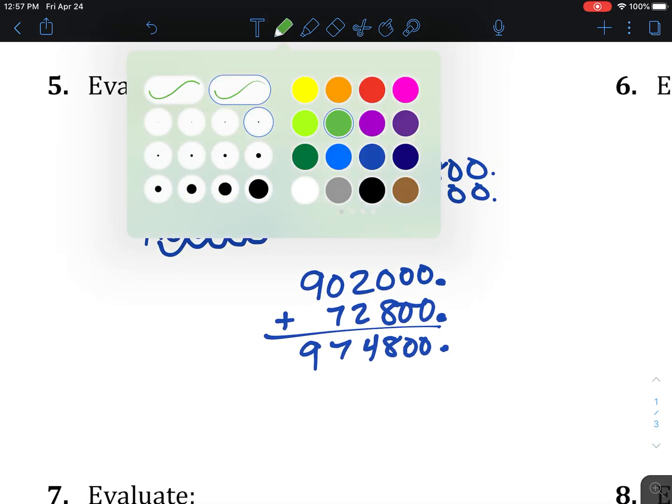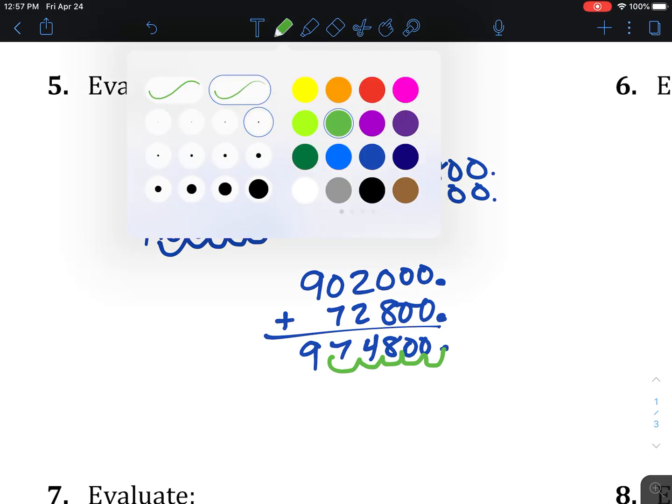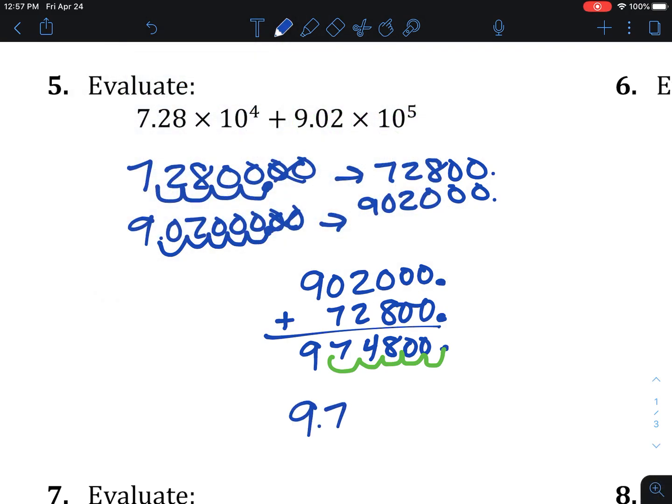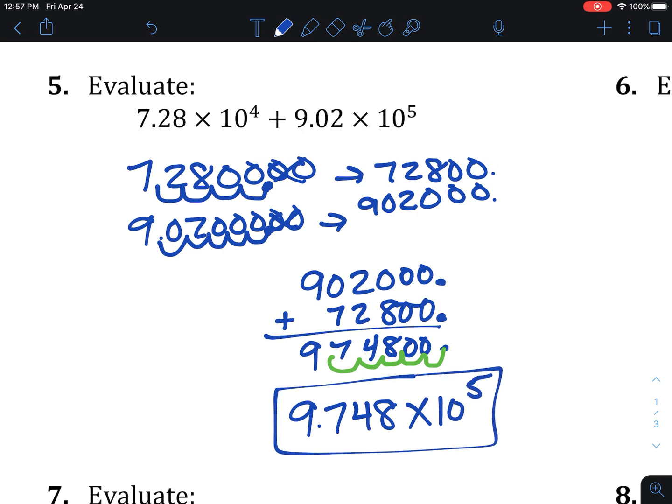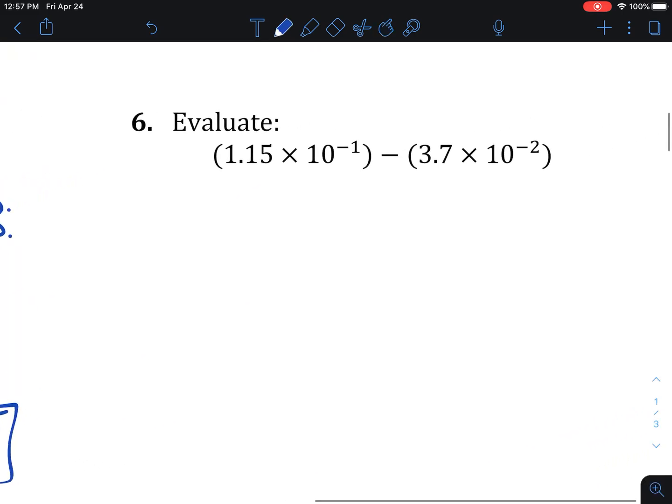This is not scientific though. Let's put it in scientific. To do that, move your decimal in between 1 and 10. So 1, 2, 3, 4, 5 times. So it's 9.748 times 10 to the positive fifth because it was a big number. That's how we add in scientific notation and convert back.